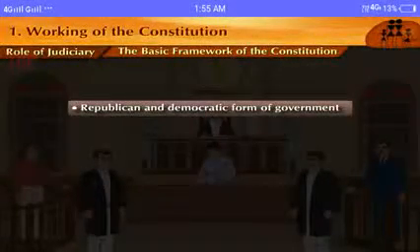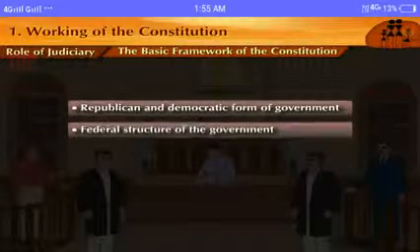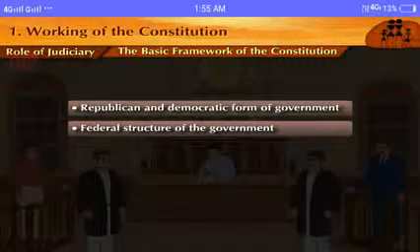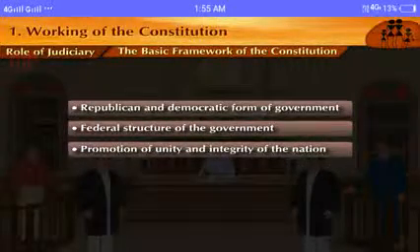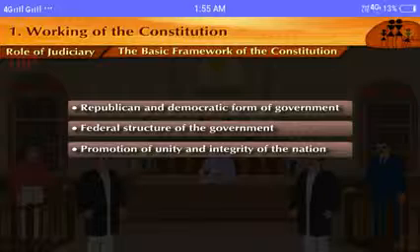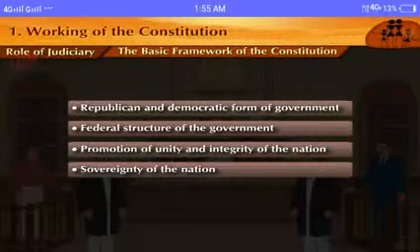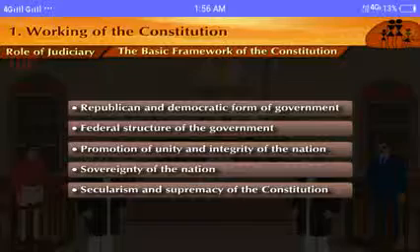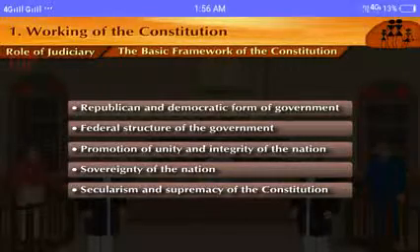Republican and democratic form of government. Federal structure of the government. Promotion of unity and integrity of the nation. Sovereignty of the nation. Secularism and supremacy of the Constitution.